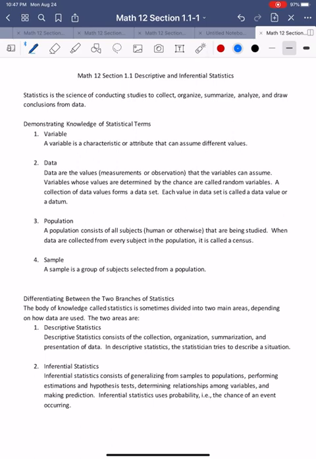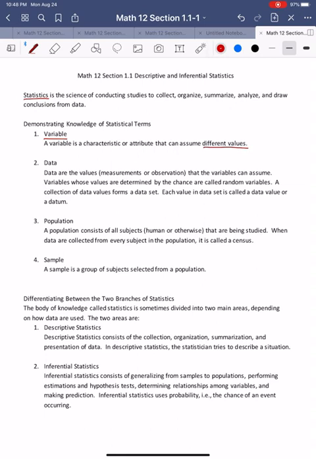So statistics, I'm going to talk about statistics first, okay? Statistics is the science of conducting studies to collect, organize, summarize, analyze, and then draw conclusions from the data. Since we have talked about statistics, here we're using a variable. So what is a variable? A variable is a characteristic or attribute that can assume different values. So that's what we're doing in statistics.